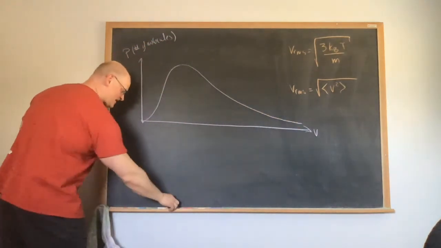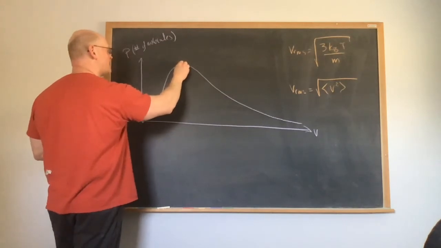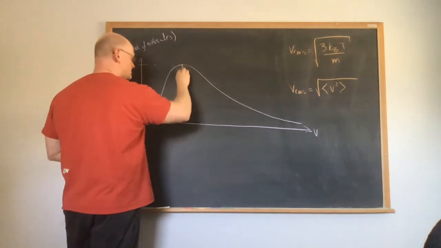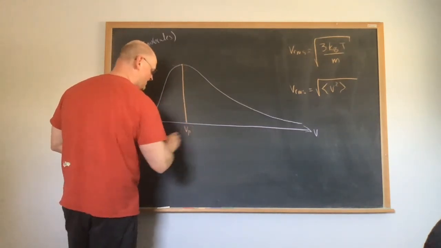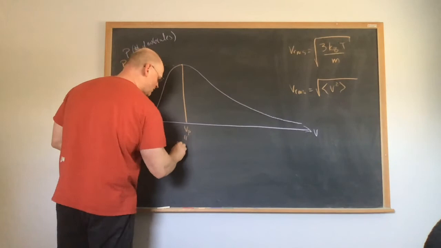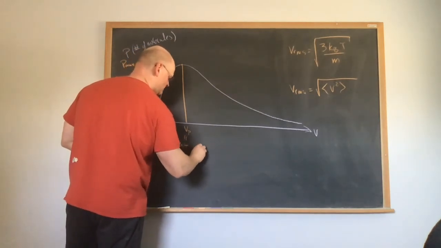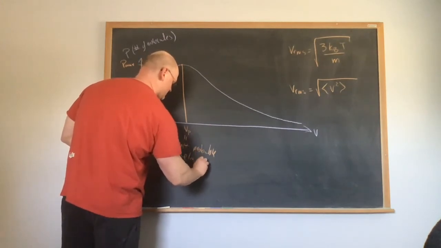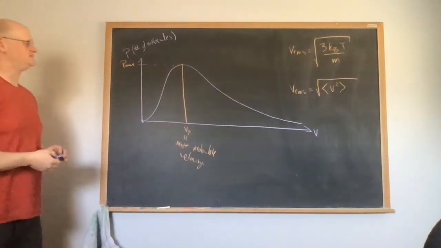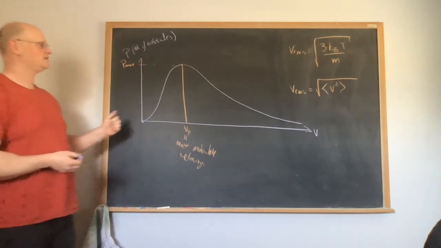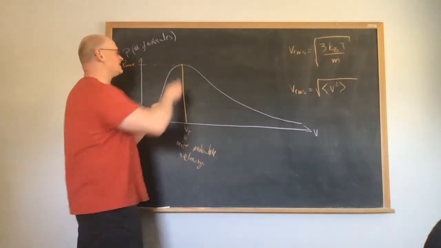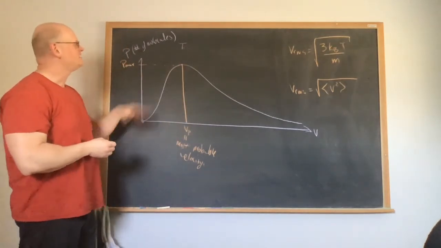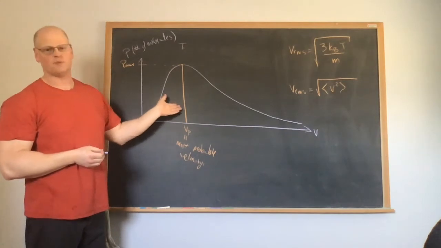This is where the probability is equal to a maximum. This is what's known as V sub p, the most probable velocity. Given a particular distribution, this is actually temperature dependent. So as temperature changes, the distribution changes. For different temperatures, I then have a different most probable velocity.